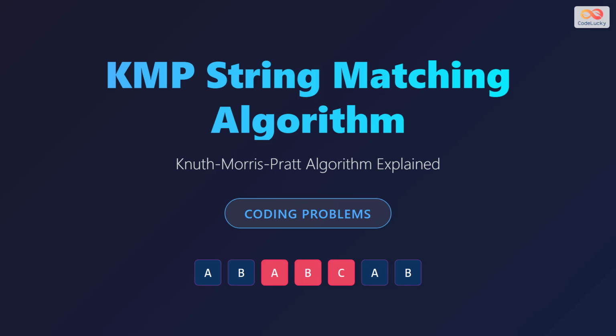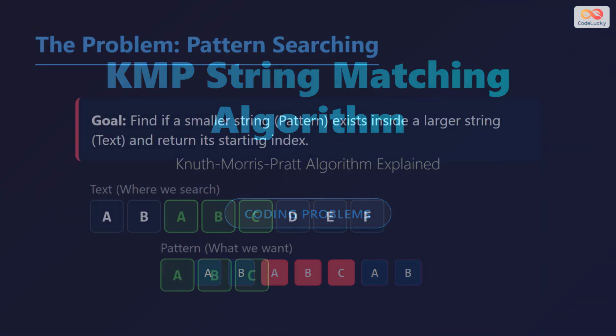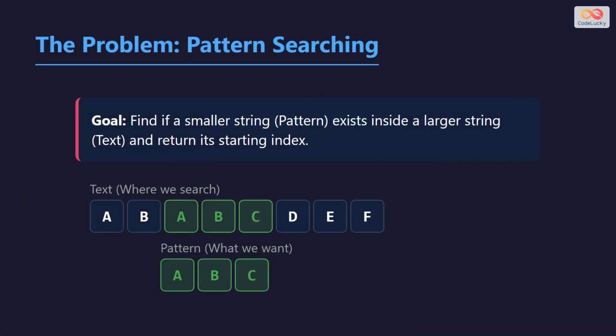Welcome. Today we are diving into one of the most efficient ways to search for text, the Knuth-Morris-Pratt, or KMP, algorithm. If you have ever wondered how search functionality works so fast, this is a key piece of the puzzle. Let's define our problem. We have a large body of text, and we want to find a specific pattern within it. We need to know exactly where that pattern starts.